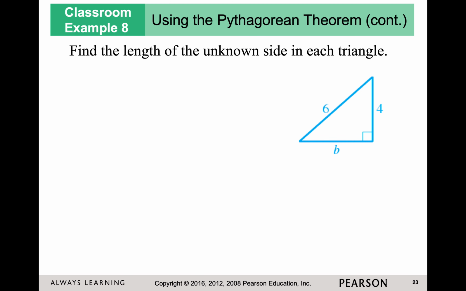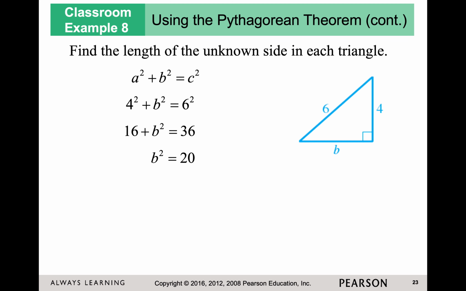Here, I'm looking for b. B is a leg because it's touching the 90-degree angle. So I'm going to have 4 squared, which is a leg, plus b squared equals 6 squared. Now I need to solve that for b and get b alone. I'm going to go ahead and calculate my exponents out, and then I'm going to subtract 16 from both sides to simplify that and get the b squared.